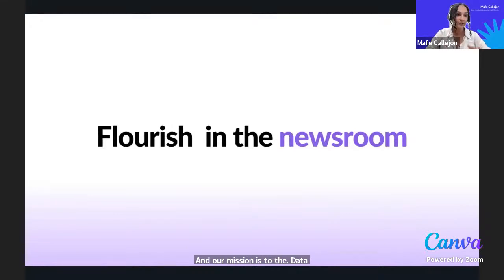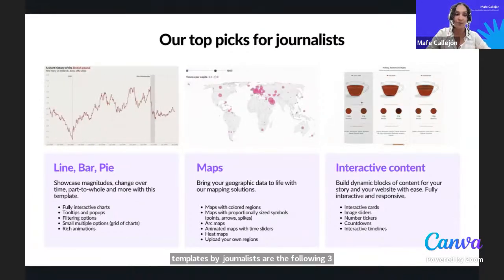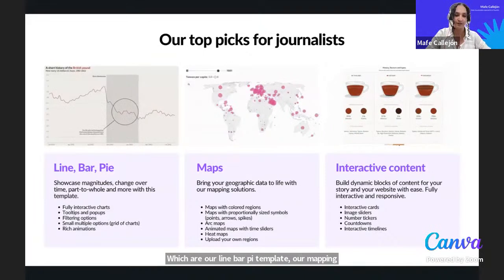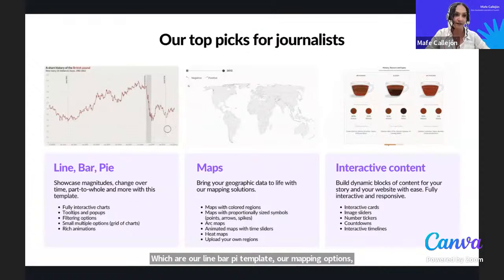Now, Flourish in the newsroom. What we're trying to do here, and specifically in this session, is bring the templates that are the most relevant to you and showcase them. So we go to events, we talk to many people, and we obviously have customers in the newsroom space or the media space. After many conversations, we've discovered that the 3 most used templates by journalists are the following 3, which are our line bar pie template, our mapping options, specifically the projection map, but I'll go into more detail in a second, and our interactive content templates.